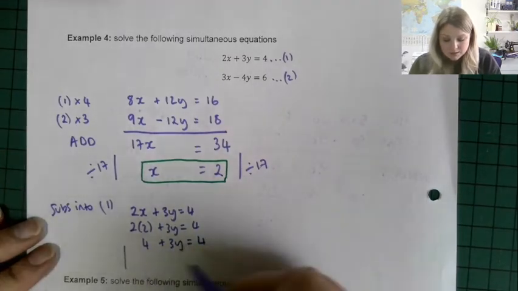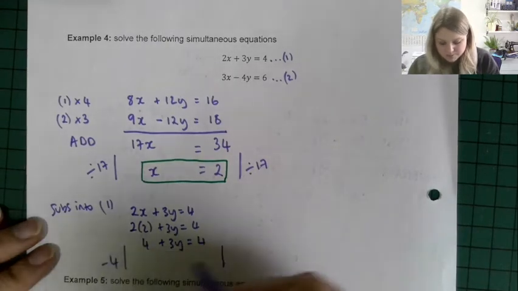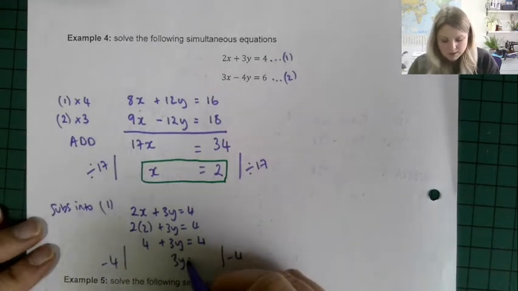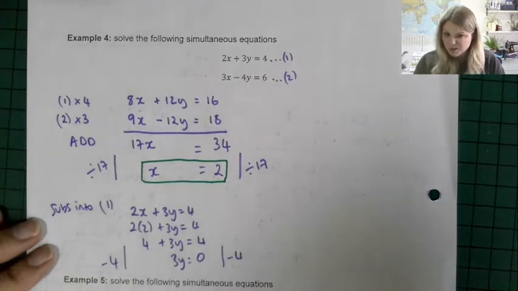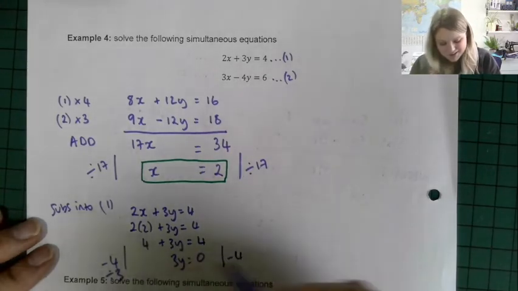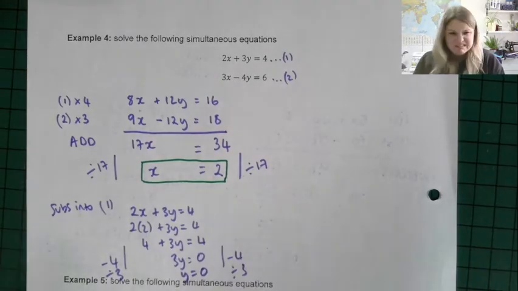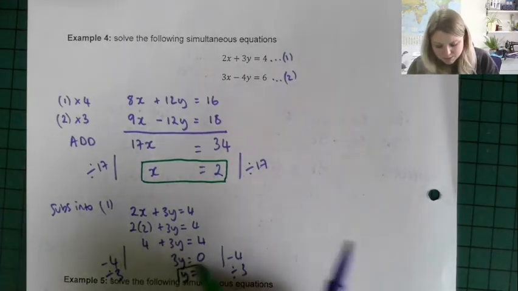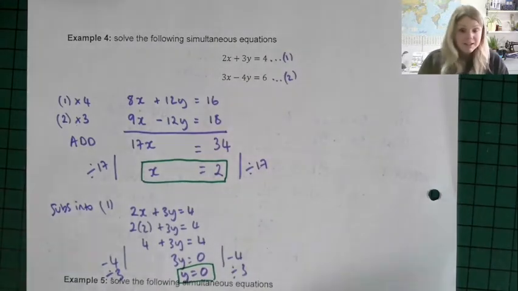If I take 4 away from both sides, I end up with 3y equals 0. This is a strange example. So divide both sides by 3. I end up with y equals 0. Oh, I don't really like that example. I ended up with one of them equals 0, but I suppose it can happen.